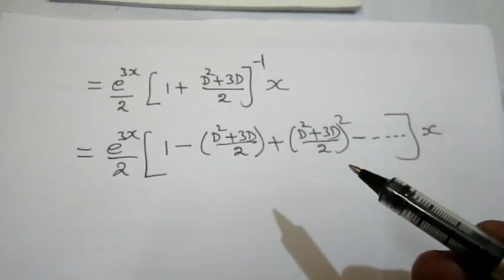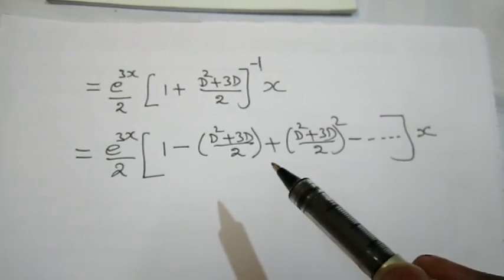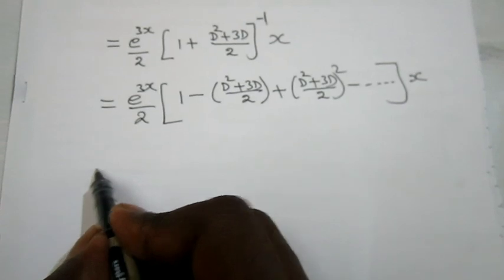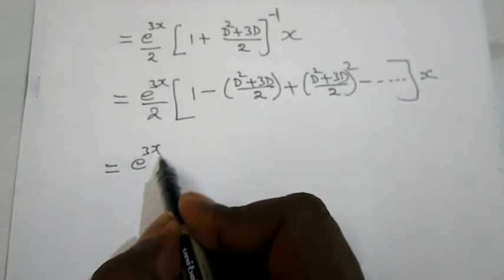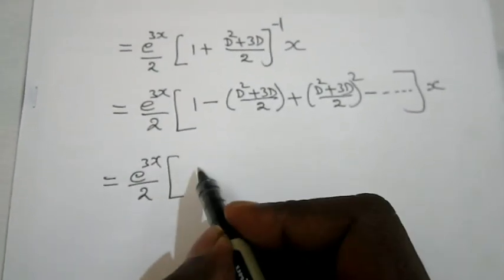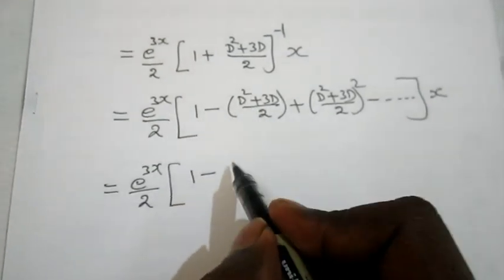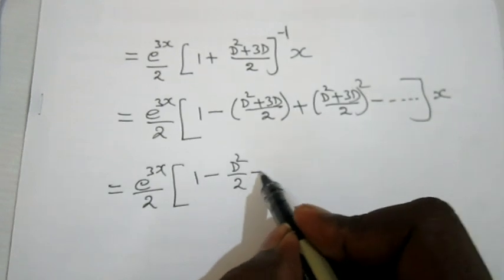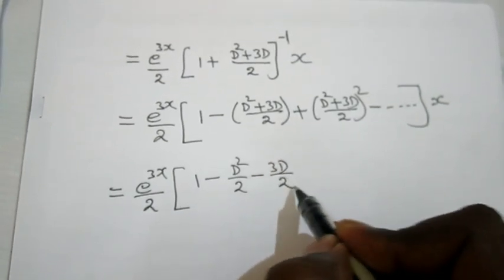So that I am going to collect only up to the power 1. Remaining I am going to neglect, because higher powers will be 0. e^(3x/2) into 1 minus, multiply, means d²/2 minus 3d/2.